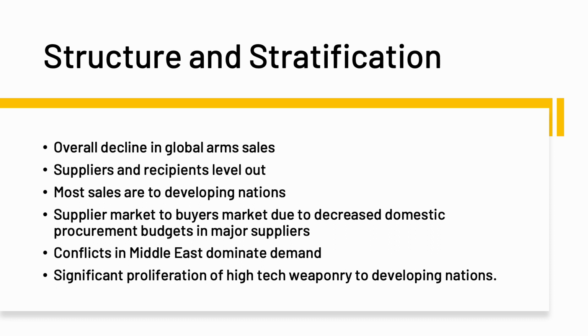Conflicts in the Middle East dominate the demand for arms during this period. And then we also see significant proliferation of high technology weapons to developing nations, namely Iran, Iraq, and even into sub-Saharan Africa. So we're seeing these smaller states, if they have the money, being able to procure higher tech weaponry, which was traditionally only given to major powers.